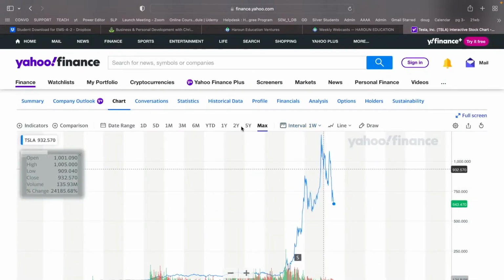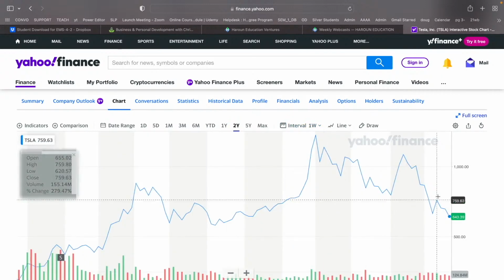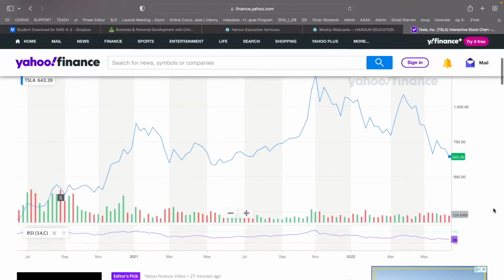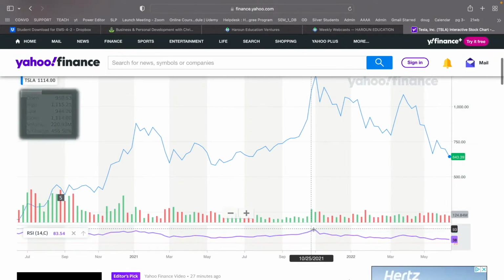Okay, so let's go here to just a 2-year of Tesla. Here we go. And down here we have the RSI. Right up here, it got to a reading of 91, which is insanely overbought. And that was last fall, November. And that's when Elon was selling shares in Tesla. Okay, so you sell there because it's overbought.